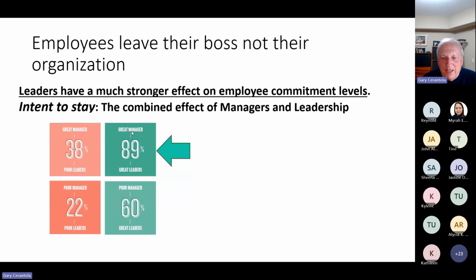But if you're a great manager and a great leader, look at the difference between all the other combinations. So it just points to that combined effect. And what are we trying to do in this topic? It's to really give you a sense of how to be good leaders, how to motivate. And that brings me to another book.